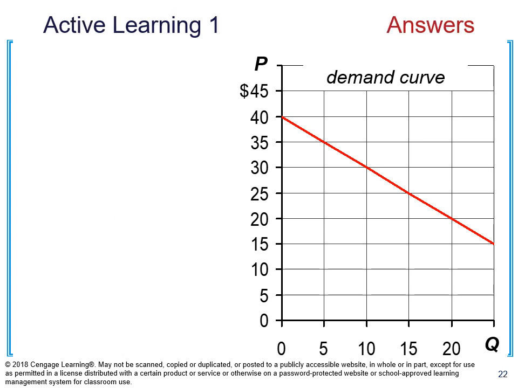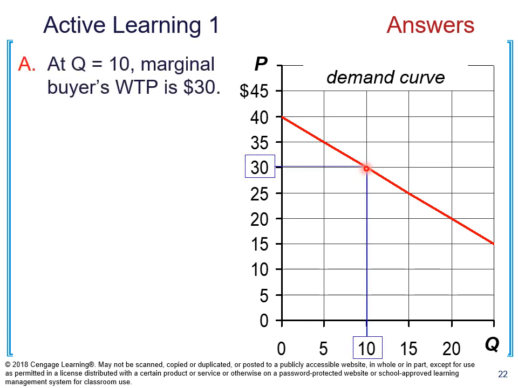Okay, so for Q equal 10, to find the willingness to pay, we just trace out going from Q equal to 10 to the height of the demand curve. So going to the height of the demand curve, we see that that corresponds to a price of $30. So we say that that is the willingness to pay for the 10th unit.